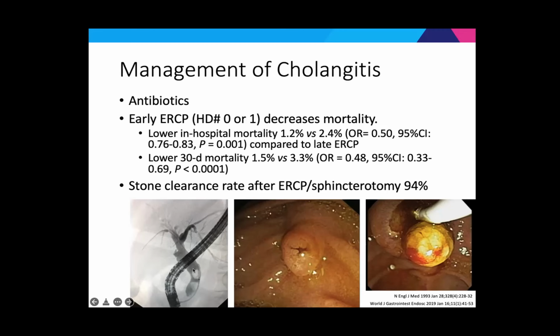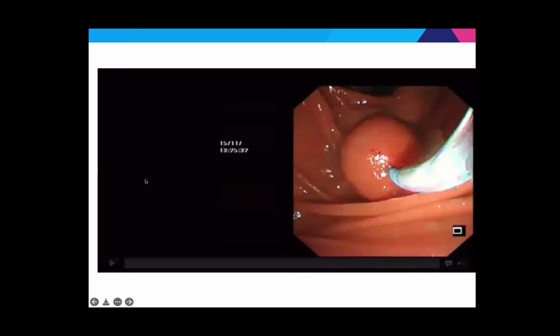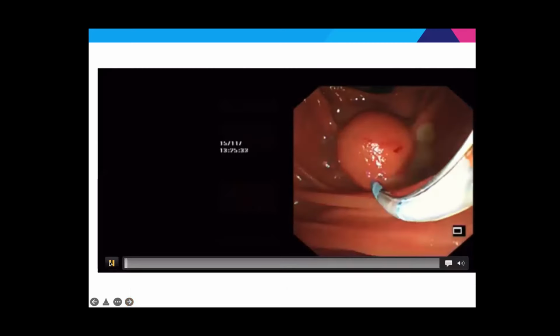Here on the left is a cholangiogram showing very dilated bile ducts with two large filling defects. These are two stones in the distal common bile duct. And we have extraction balloon catheters to sweep out these stones from the bile duct. You can see here there's a gallstone that's being swept. So on video, it looks something like this.